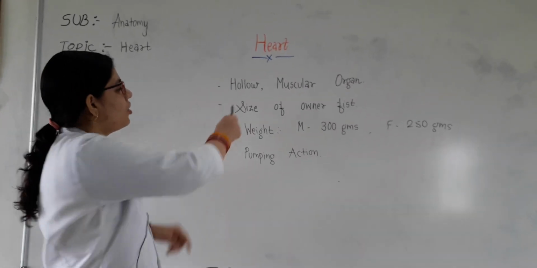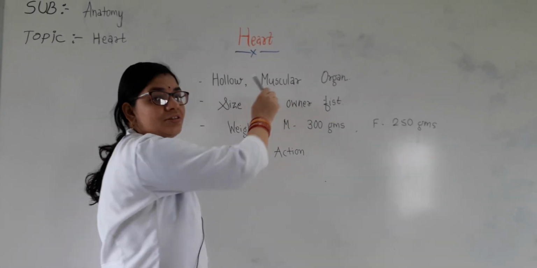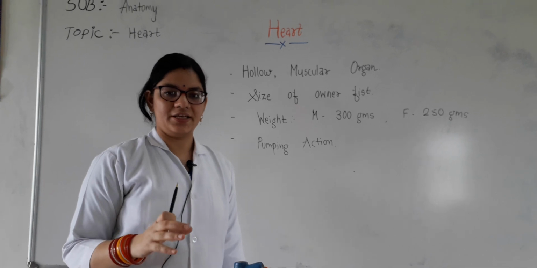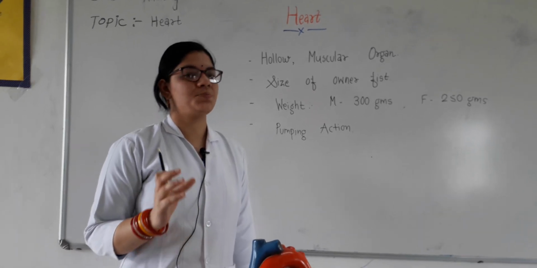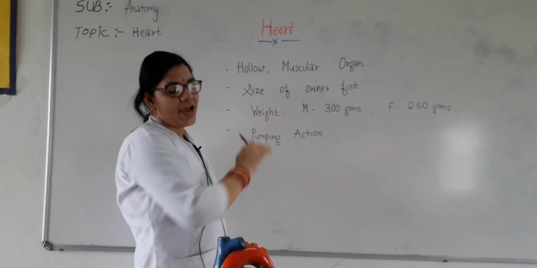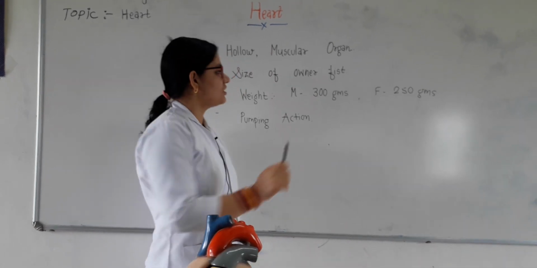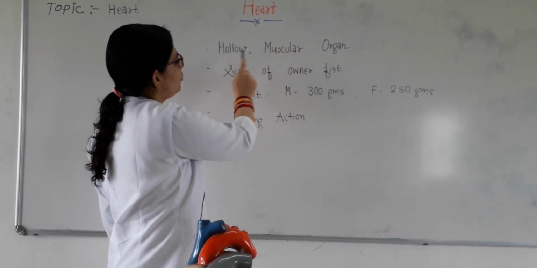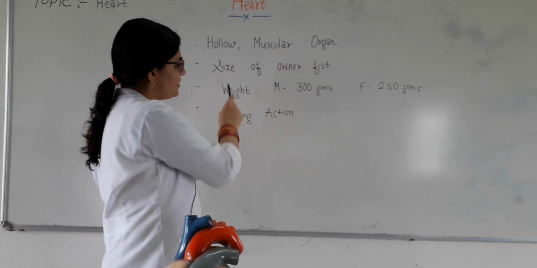The heart is a hollow muscular organ. There are structures inside it which have a hollow shape. There is a space between, that's why it is known as hollow, and it is made of muscles, that's why it is known as a muscular organ. Its size is about the owner's fist.